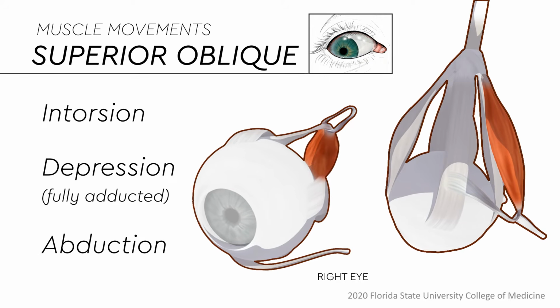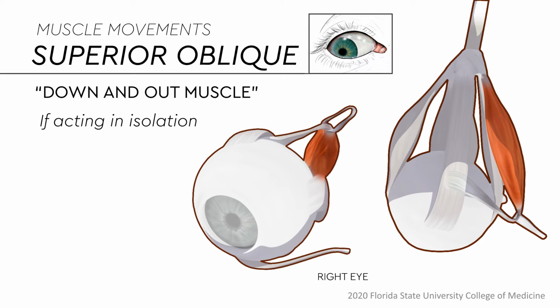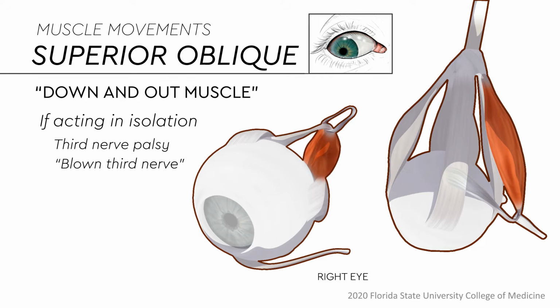Superior oblique is often referred to as the down and out muscle, because if acting in isolation, that is, with all or most of the other muscles inactive, such as occurs with third nerve palsy, or a quote, blown third nerve, it does put the eye in the down and out position.